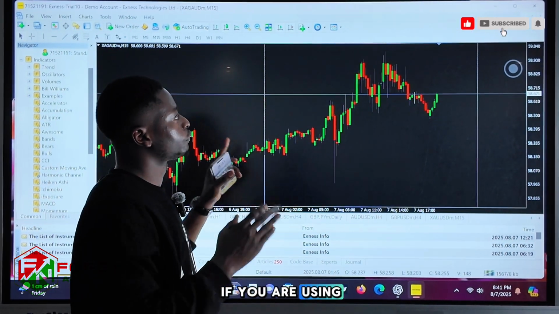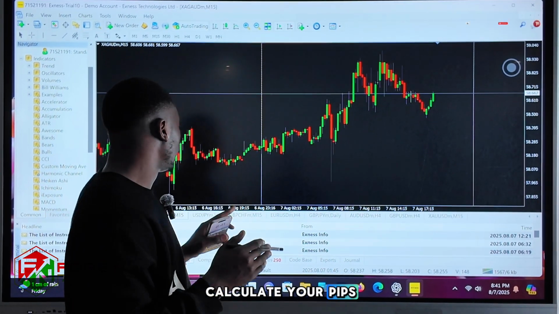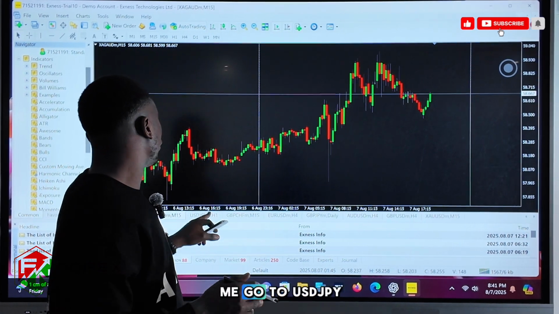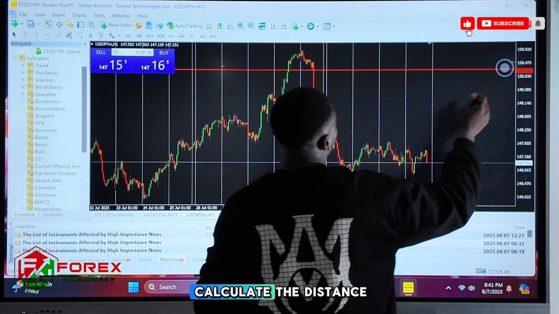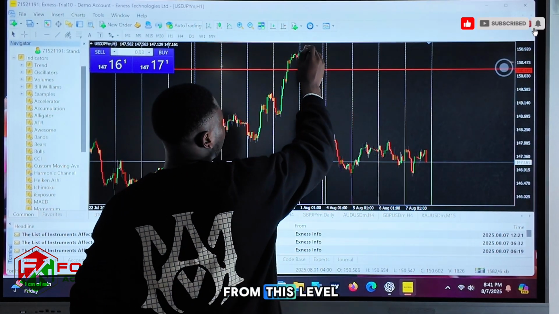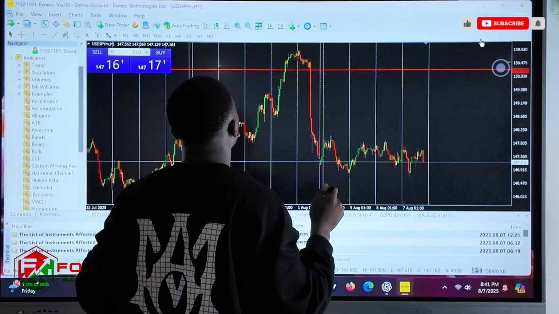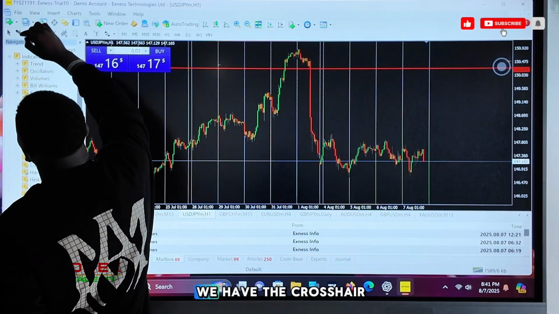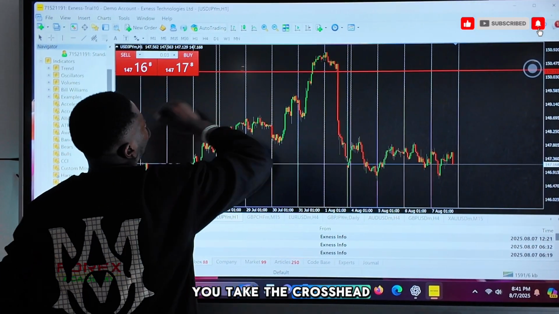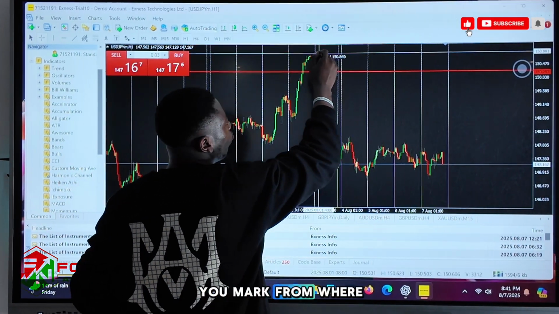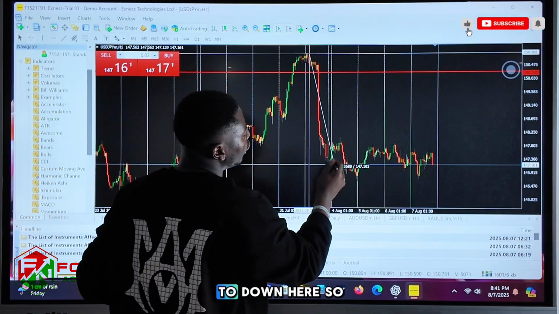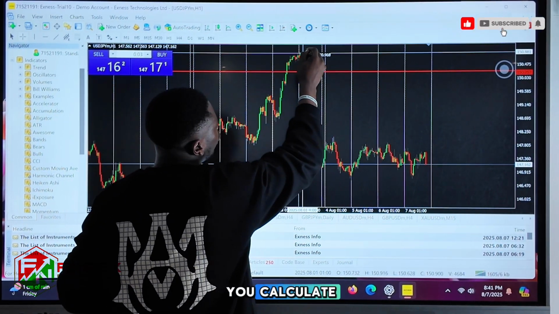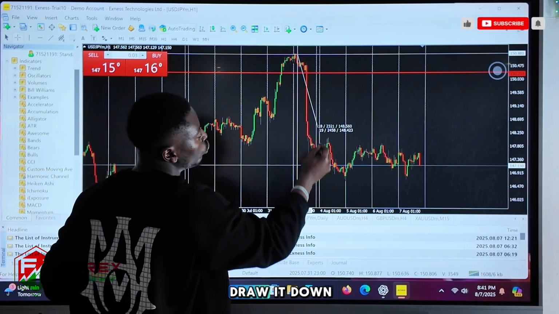If you are using your laptop and you want to calculate your pips, let me go to USD JPY. I am on USD JPY now, and I want to calculate the distance the market has moved from this level down to this level. Right here, I'm simply going to take this tool right up here. We have the crosshair right up here. You take the crosshair, you mark from where you want to start calculating the pips from, because I want to calculate my pips from up here to down here. So you mark your crosshair from here and you draw it down.